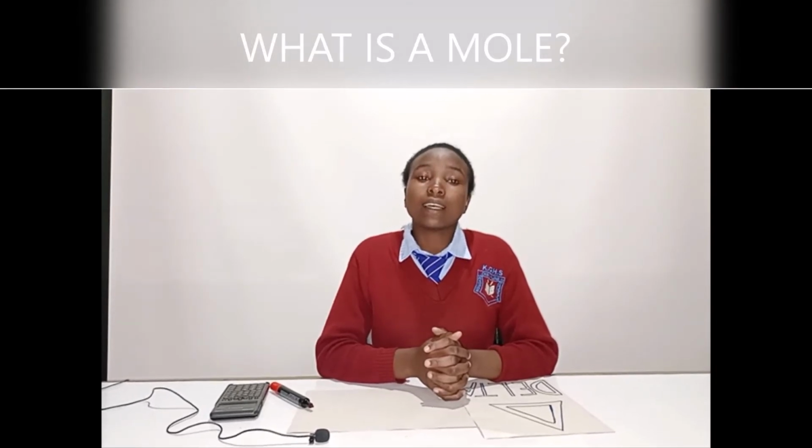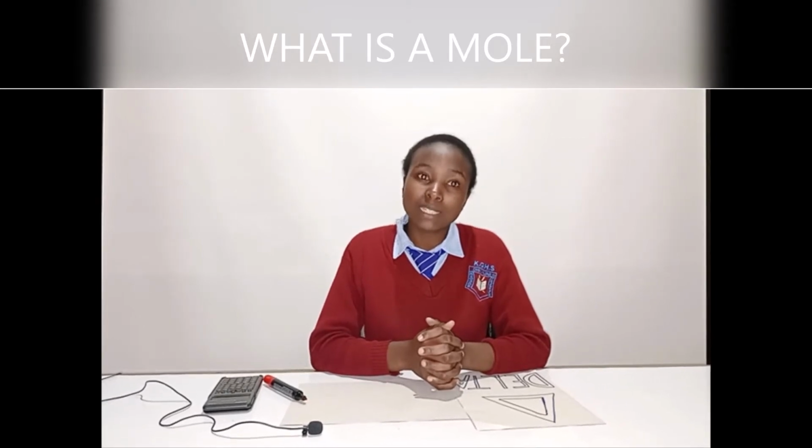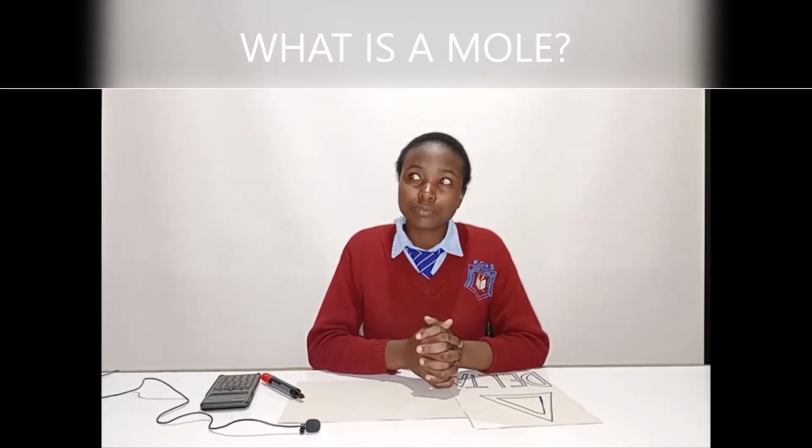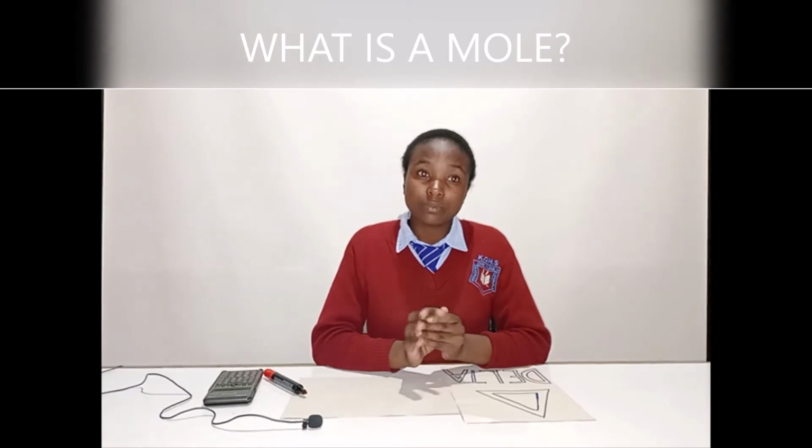A mole is the amount of substance that contains Avogadro's number of particles. Okay, what is that number of particles? 6.023 times 10 power 23. That is very correct for 1 point.